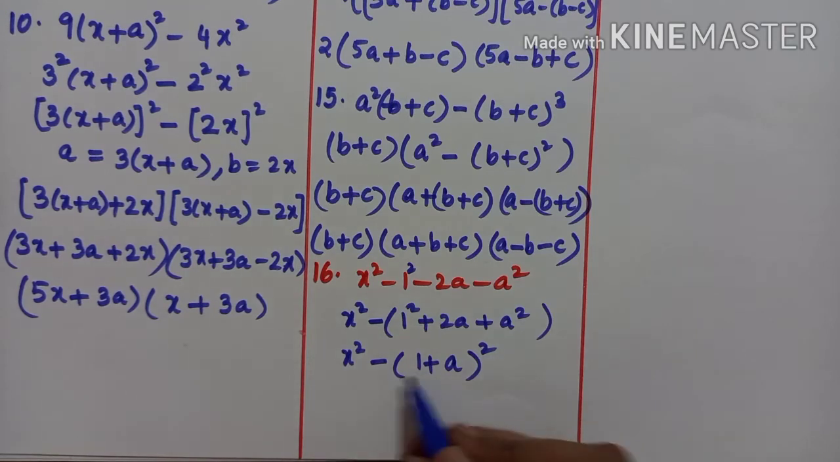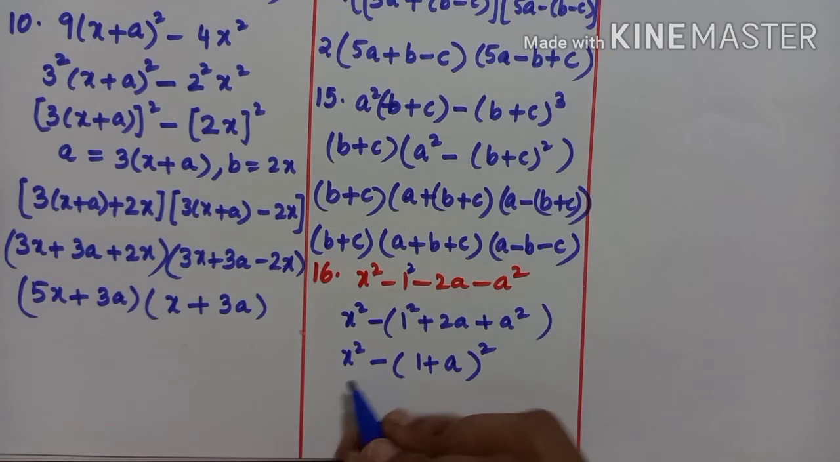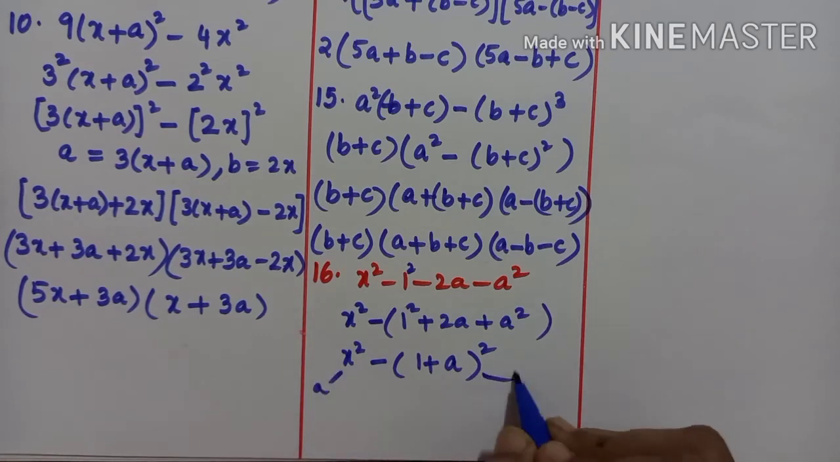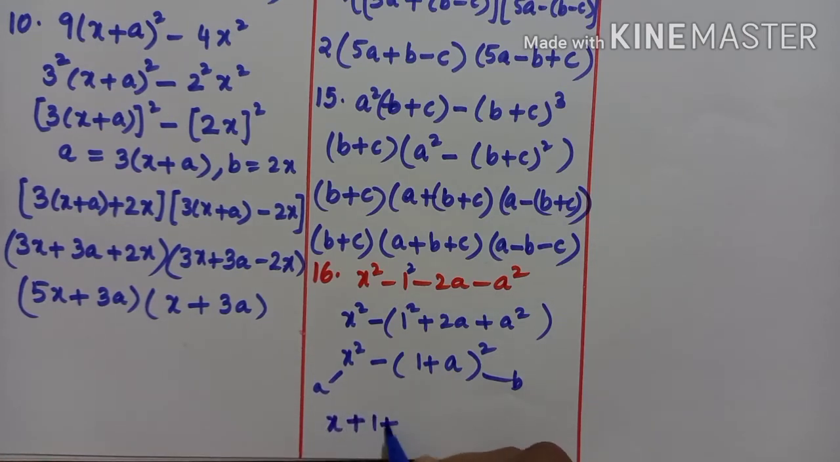So now again x square minus 1 plus a whole square. So this is a and this is b. So a square minus b square. What is a square minus b square? A plus b into a minus b. So b is 1 plus a. If I write under brackets, then in the next step if I open it, I'll get x minus 1 minus a, like you have done in the earlier problems also.